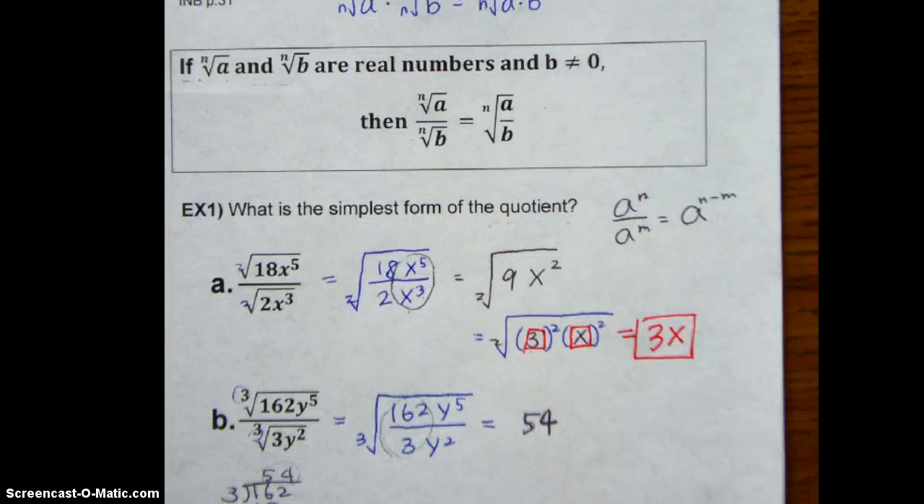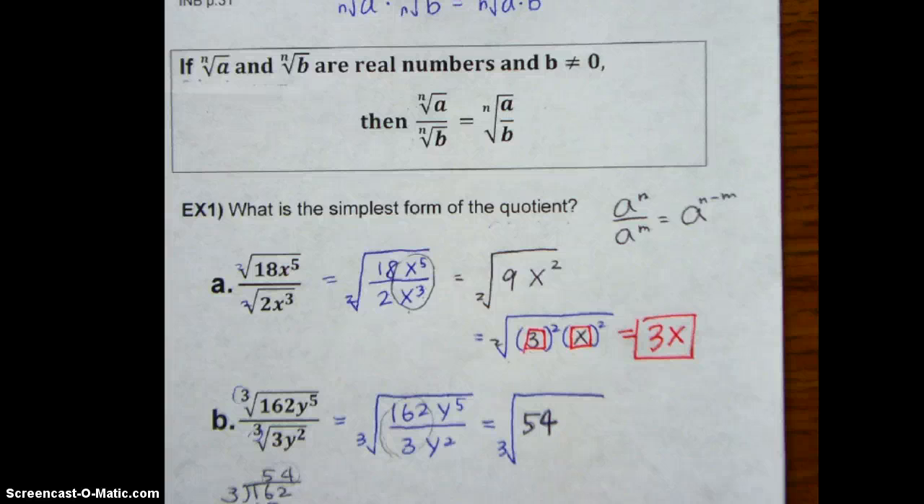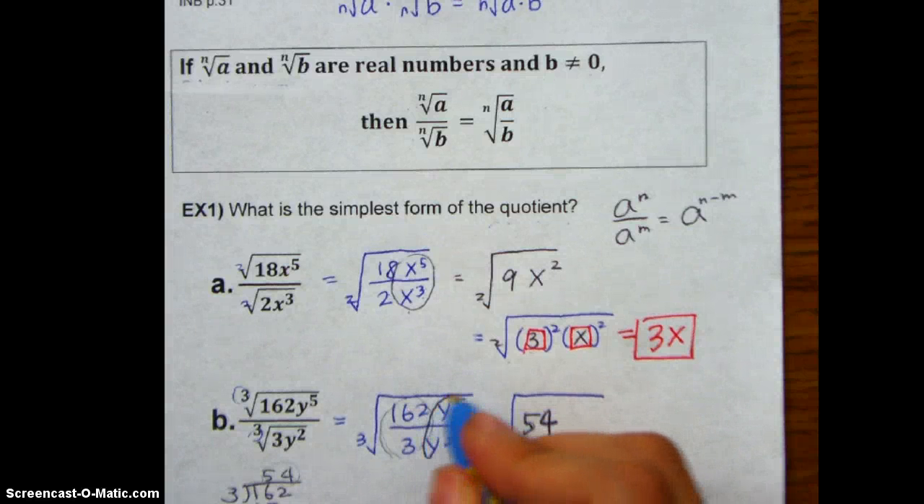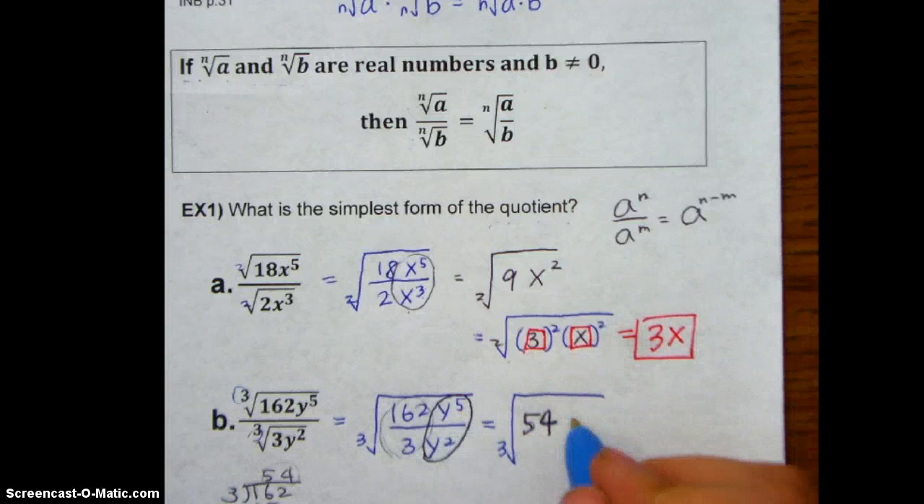And then I have the cube root. Now we have y to the fifth divided by y squared. So we apply the same rule. It will be y to the 5 minus 2 power, which is 3.